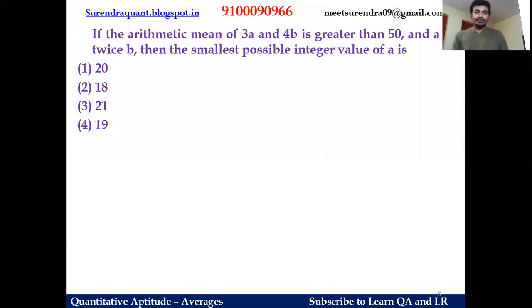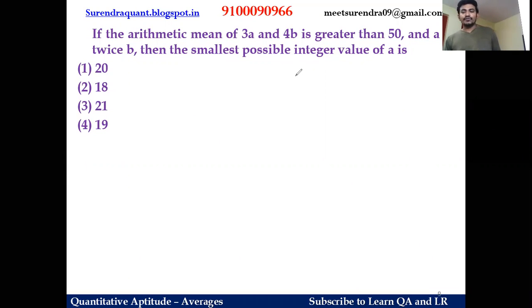It's a very good question. The arithmetic mean of 3a and 4b is greater than 50. So friends, there are 2 terms, 3a and 4b. The average of 3a and 4b is greater than 50, right? So what do you mean by this? So 3a plus 4b is greater than 100, right? Okay, happy with the statement.